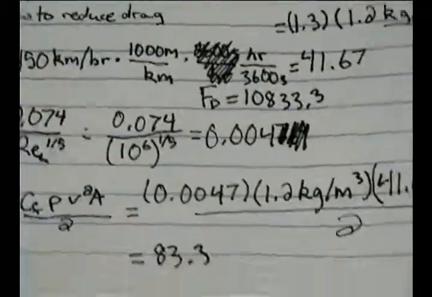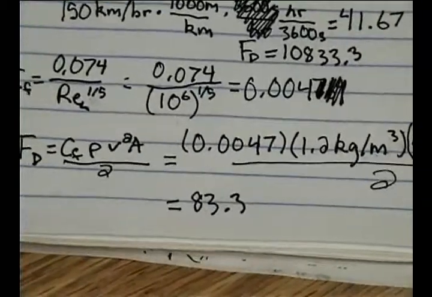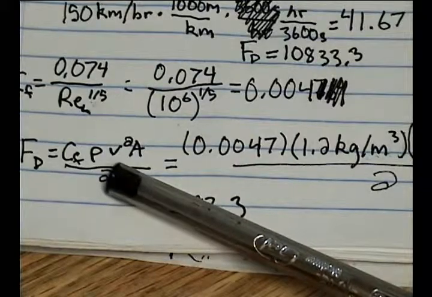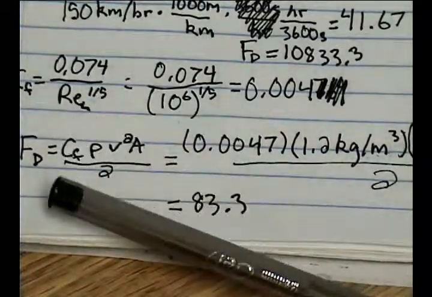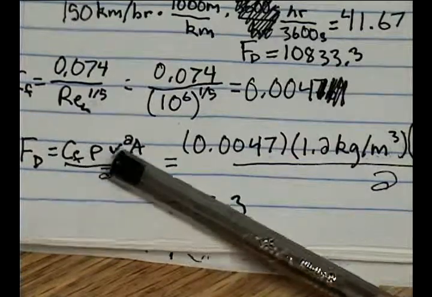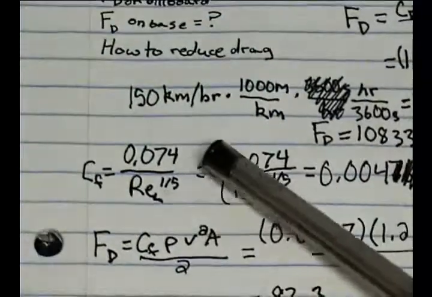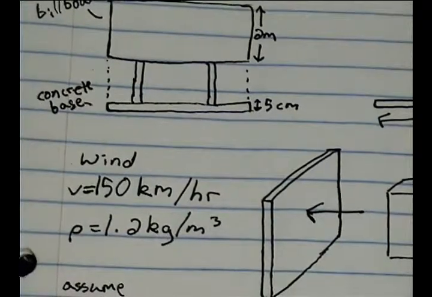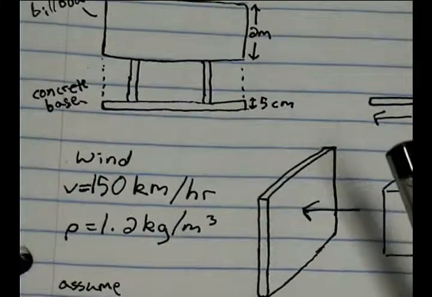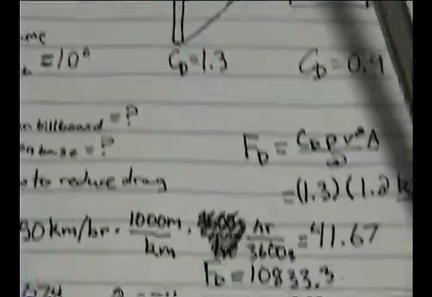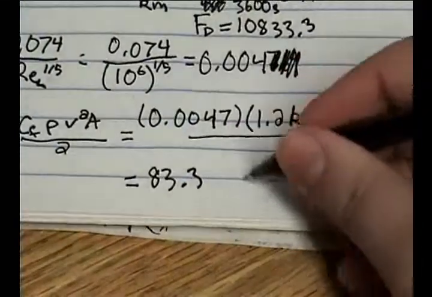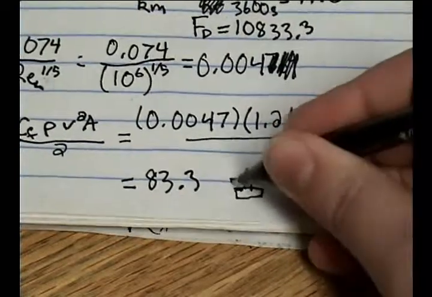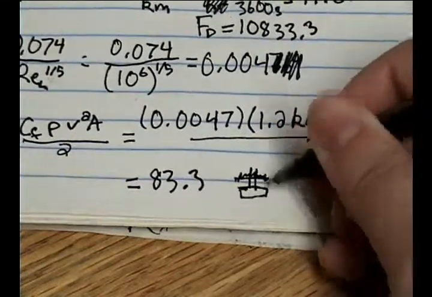So we can also look at the base, and yet again we can't change the density of the air or the velocity of the wind. So we can change the coefficient of friction or the area. Now the best way to change the area would just be to either decrease the size, which would give you the problem that you don't have a big enough base, or to just put it underground. Because if we have our base underground, it won't be acting at all on it.